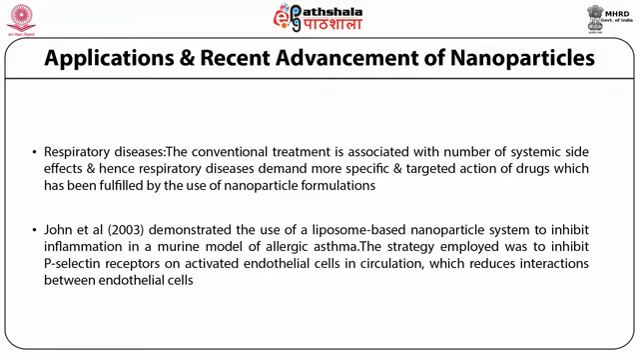The strategy employed was to inhibit P-selectin receptors on activated endothelial cells in circulation, which reduces interactions between endothelial cells. Another example includes the study of Fang et al. in the year 2015, who developed a novel nanoformulation termed phosphatidosomes with an aim to improve the targeting capability of a phosphodiesterase 4 inhibitor to the lungs for the treatment of acute lung injury by intravenous administration.